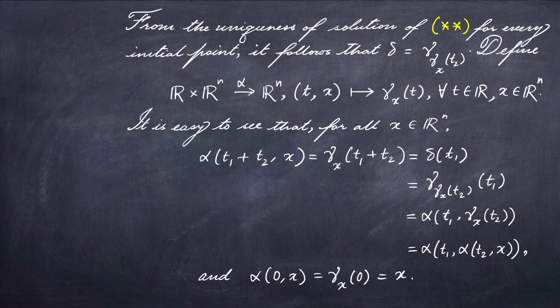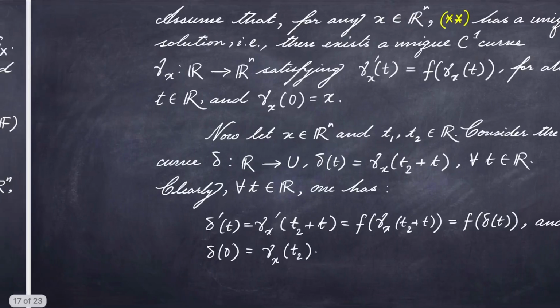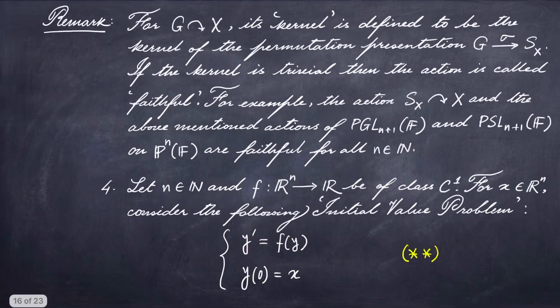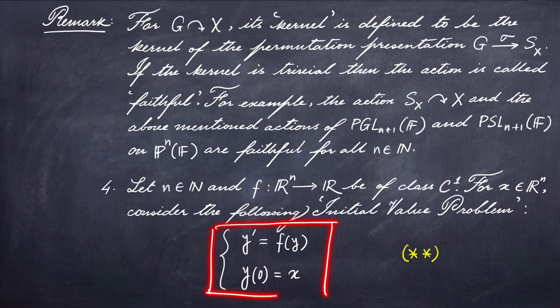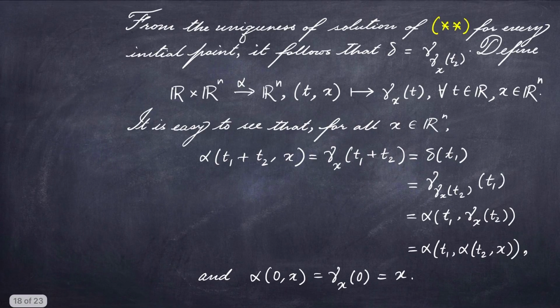Okay. So having that in our mind, we define the following map from R cross Rn to Rn, which is defined in this manner. And then it's an easy verification that alpha of T1 plus T2 is this, and alpha of 0, x is x. This follows from the assumption that corresponding to every initial point x, there is a unique solution of this IVP. So it's easy to see that this equals this and this. Thus alpha defined here is indeed an action of R on Rn.